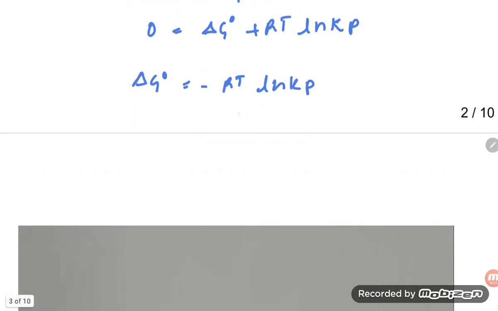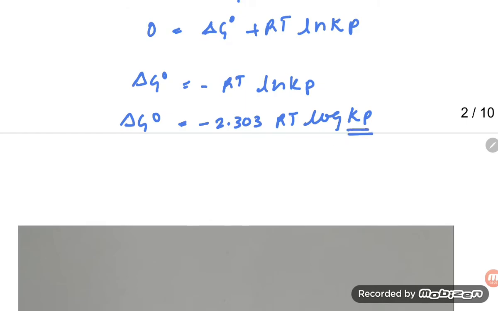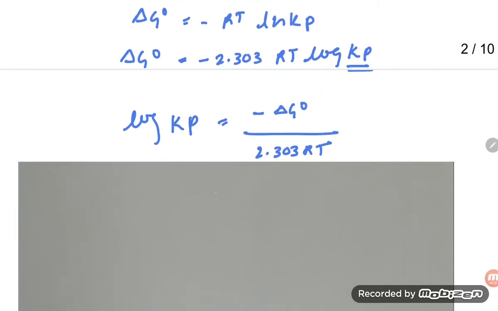So we can convert ln into log. So delta G naught is equal to minus 2.303 RT log Kp. Right, in this equation they are asking Kp, students. So let us put in the values first. What is log Kp equal to? Log Kp is equal to, these are all in the form of multiplication, so minus delta G naught upon 2.303 RT.